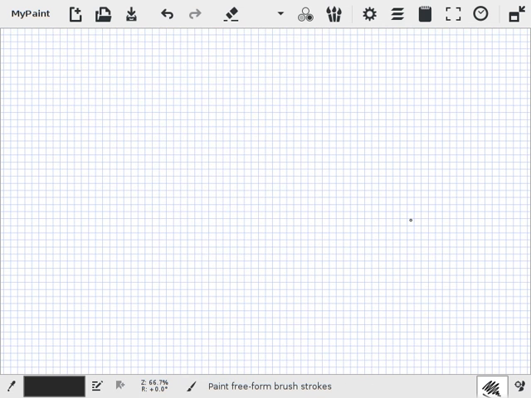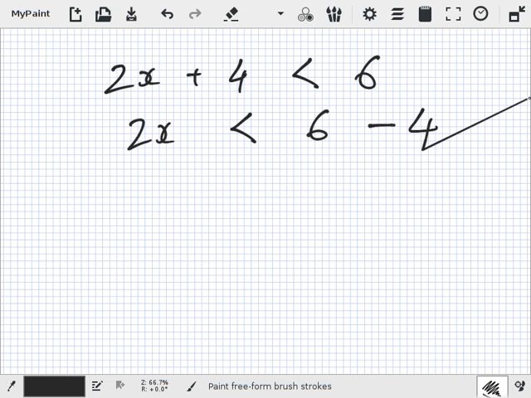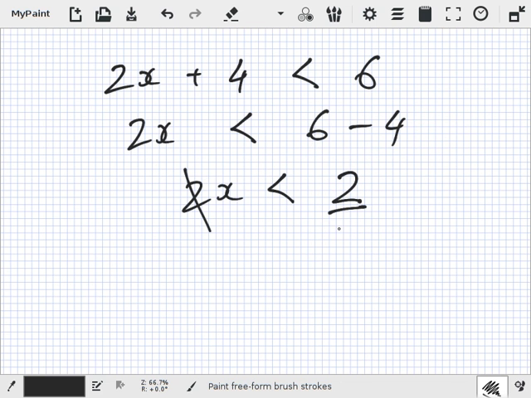The nice thing about inequalities is that it's mostly like equals. Let me show you what I mean. If I have something like 2x plus 4 is less than 6, I can say that 2x is less than 6 minus 4. That's fine. And I can also add these together: 2x less than 2. And I'm also allowed to divide by the 2, so I get x is less than 1.